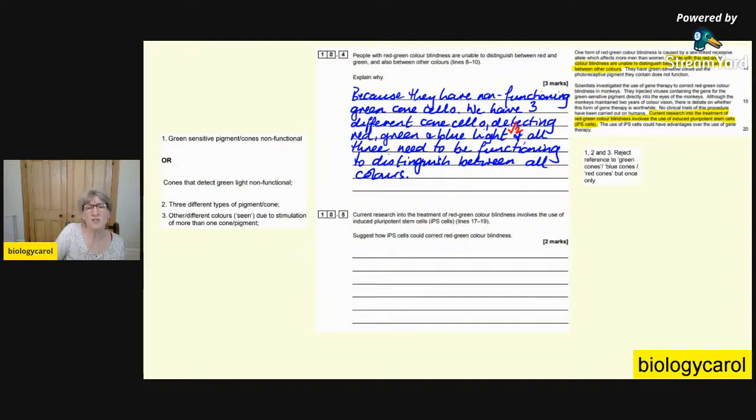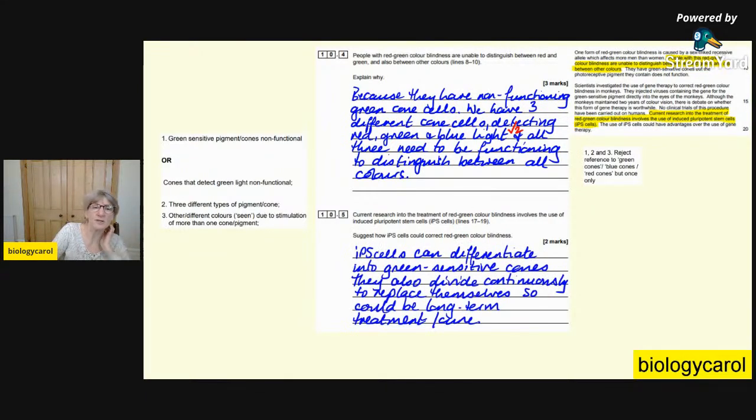Last one. Current research into the treatment of red-green colour blindness involves the use of induced pluripotent stem cells. Suggest how induced pluripotent stem cells could correct red-green colour blindness. As soon as we talk about stem cells, I'm thinking about the definition of stem cells. 2 parts of the definition. They replicate cells, and they can differentiate into other cells. And induced pluripotent stem cells can differentiate into practically every other cell.